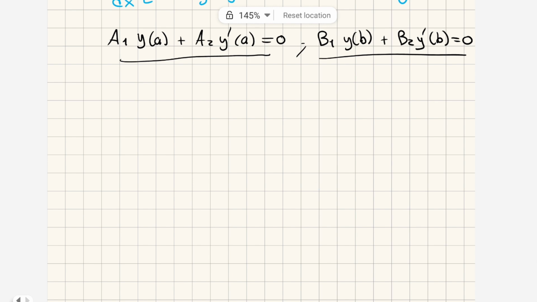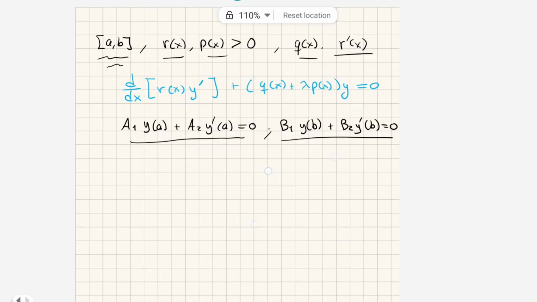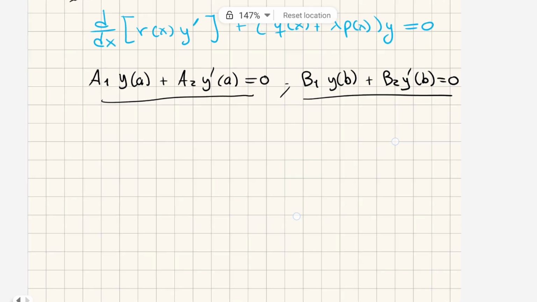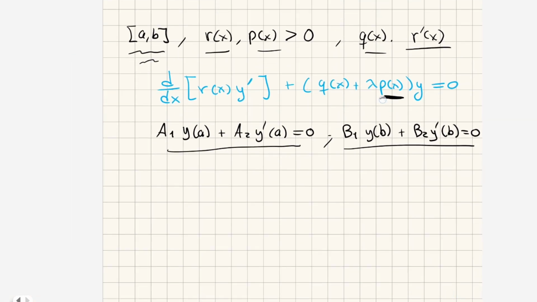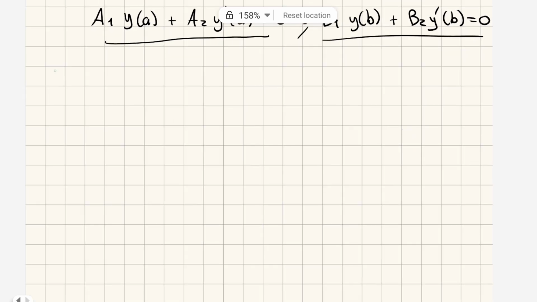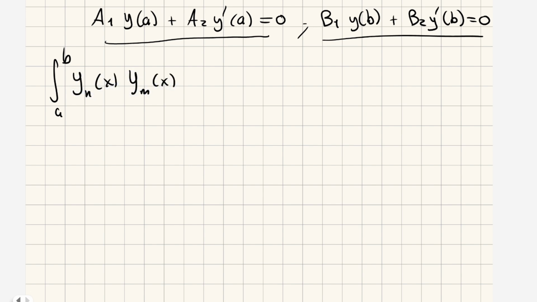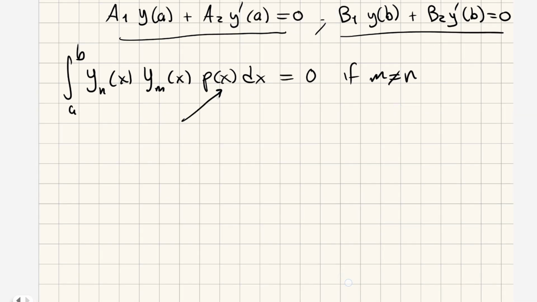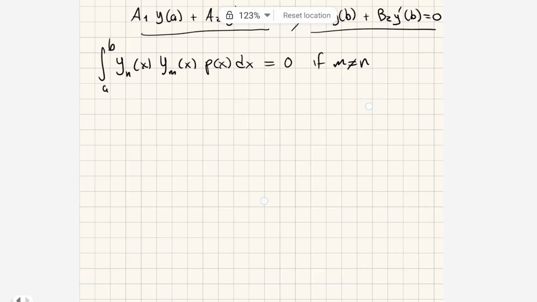So what we are going to show now is that if we have any functions that satisfy this differential equation, these two functions are going to be orthogonal functions with respect to p of x. What does that mean? That means that if we take the inner product from a to b of y_n of x, y_m of x, multiplied by p of x, this is going to be equal to 0 if m is different from n. This is the orthogonality condition, but with respect to the function p. It is important because to guarantee orthogonality, we need to add this function into the inner product. So we are going to show that.